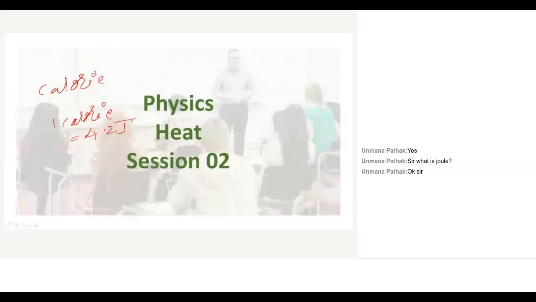So 1 calorie is equal to 4.2 joule. Joule is a unit of heat energy in SI system. That's it. So 1 calorie is equal to 4.2 joule. Whether I explained about temperature on that day? Yes, sir. What do you mean by temperature?